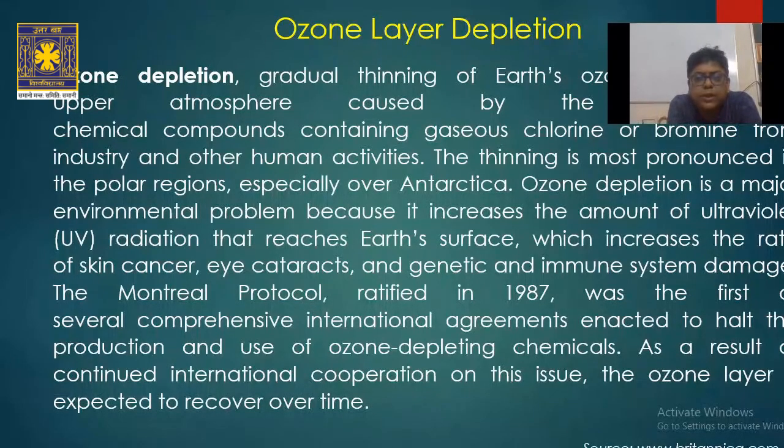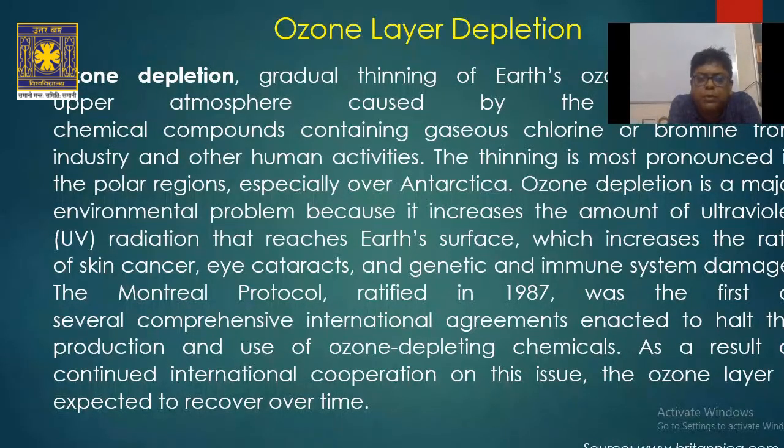And ozone depletion is a very important major environmental problem. Why have I clubbed these two topics together? Because on the one hand, ozone layer depletion is becoming a very important cause of ozone gas penetrating inside the aquatic lives, and that also impacts deglaciation, I mean the melting of the snow. The ultraviolet radiation that reaches Earth's surface increases the rate of skin cancer, eye cataracts, genetic problems, and immune system issues. But it will definitely increase the chances of melting.